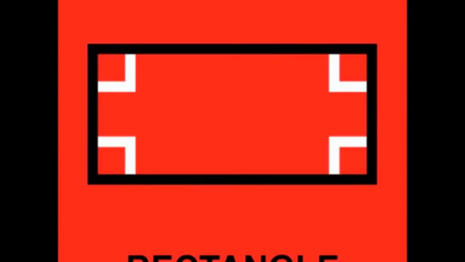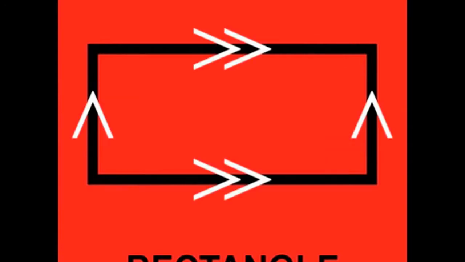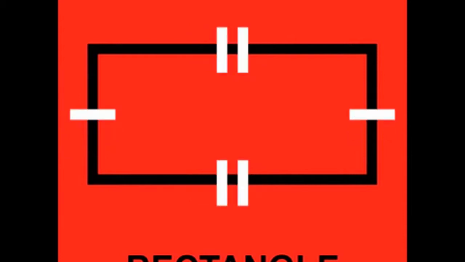A rectangle is a shape with 4 straight sides. It has 4 right angles and the opposite sides must be parallel and have the exact same size. A rectangle is a shape with 4 straight sides.